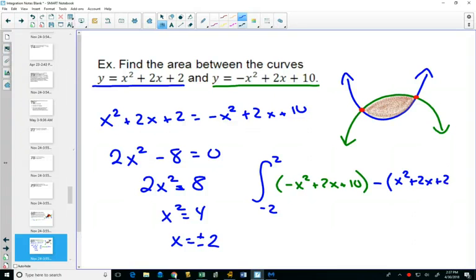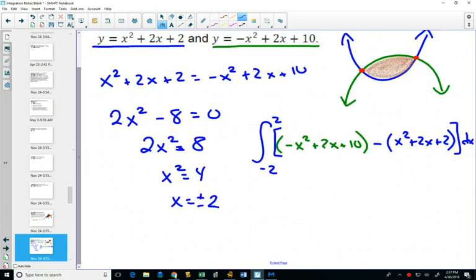Now, one of the things that sometimes happens in these questions is you get overexcited to find the integral, and you start integrating all 6 of those things separately. You can do that, but why not simplify things? If I simplify things, I'm going to get negative 2x squared plus 2x minus 2x. That goes away. 10 minus 2 plus 8 dx.